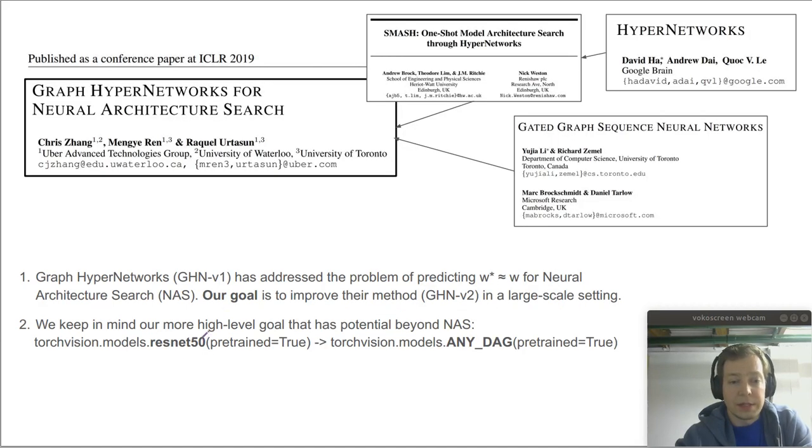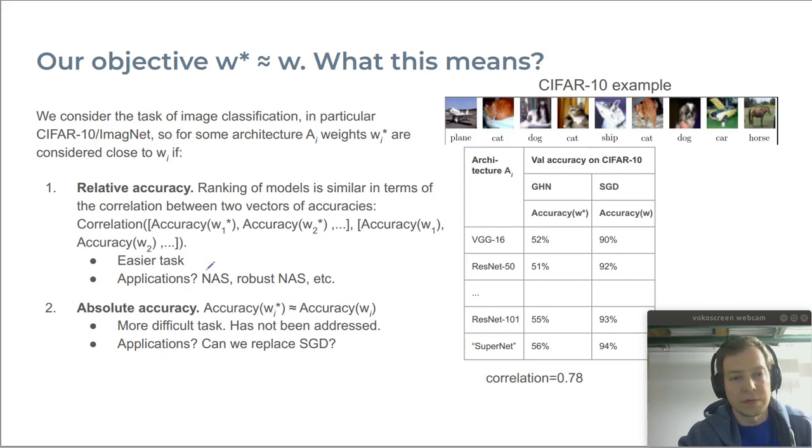Previous work has already addressed this kind of problem, but in a neural architecture search context. So the goal of this project is to improve on that model in a large-scale setting. We have two objectives in this work. First, we want to improve correlation between the accuracies of weights trained with SGD in a standard way for many epochs and the accuracies of predicted weights by GHN. And secondly, our objective is to increase the absolute values of these accuracies because they are very low.